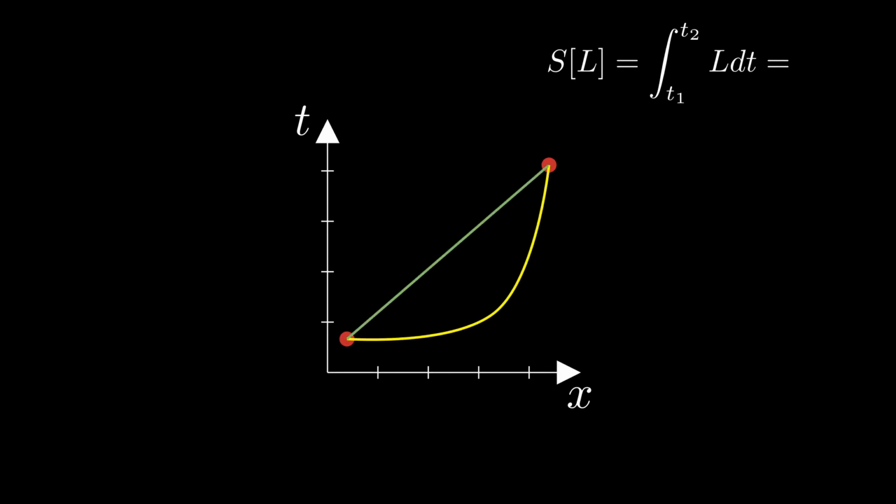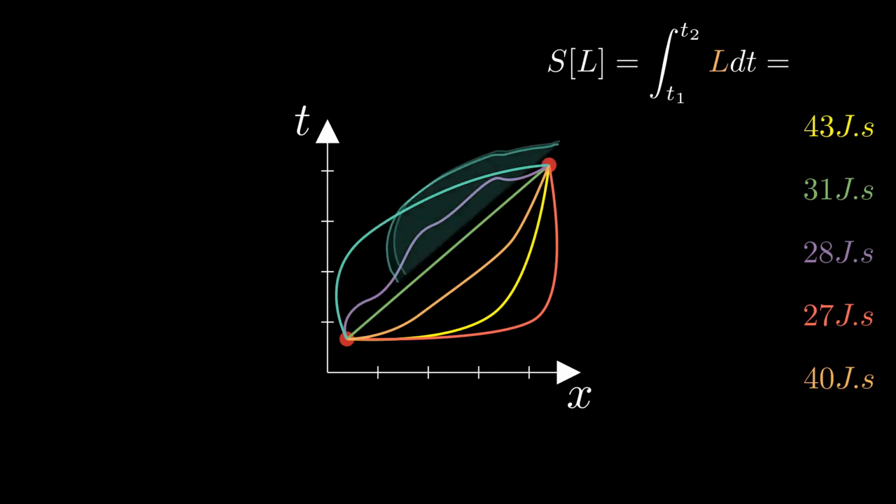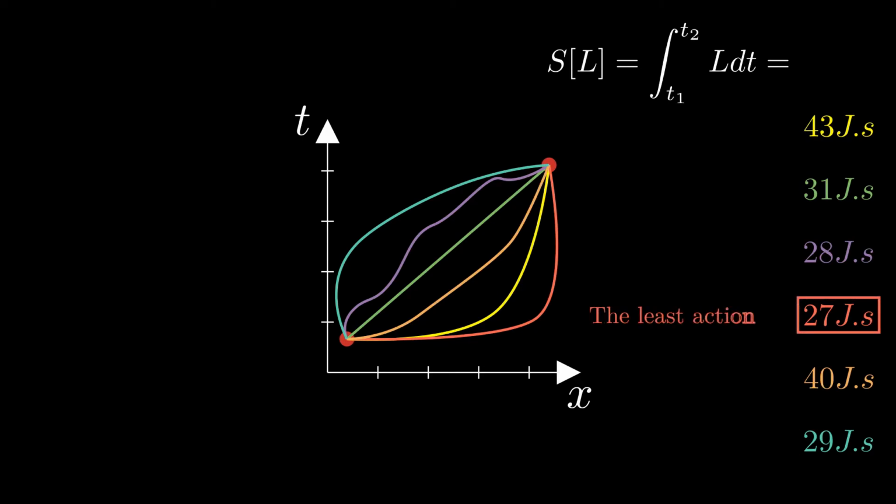Once we have the Lagrangian, we just have to calculate the action of the object. We can see the action as a machinery that has a trajectory as the input and a numerical value as the output. For example, this yellow path will have 43 as its action. This green one will have an action of 31. If we do this procedure for each of the possible trajectories, we can verify that the real trajectory is precisely the trajectory that has the least action. This is no coincidence, but it's known as the least action principle.